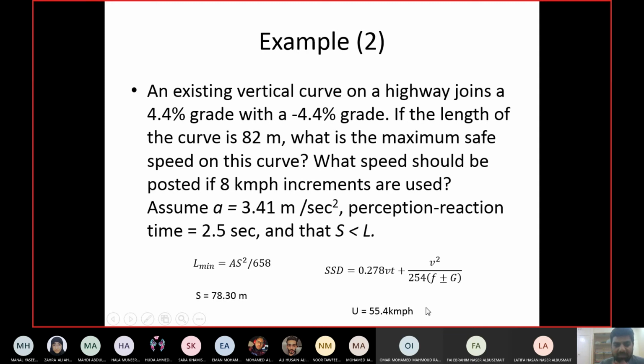So the maximum speed on this curve is 55.4 kilometers per hour. Okay, so this is the design speed. Now they're asking me what should be the speed limit on this road. Now speed limit should be what?